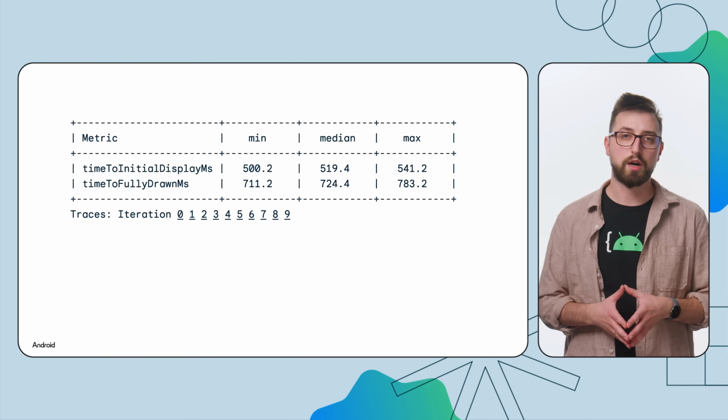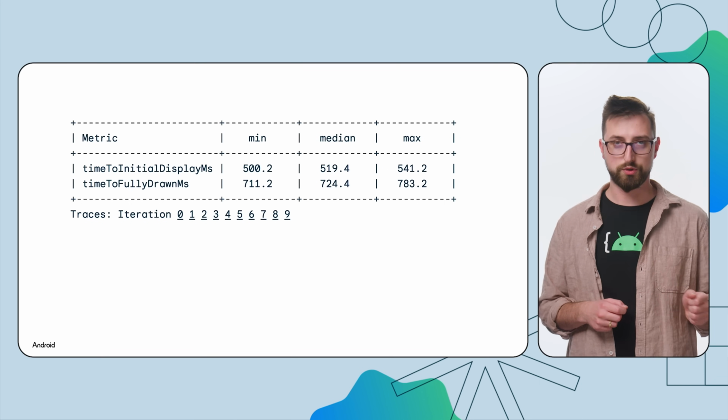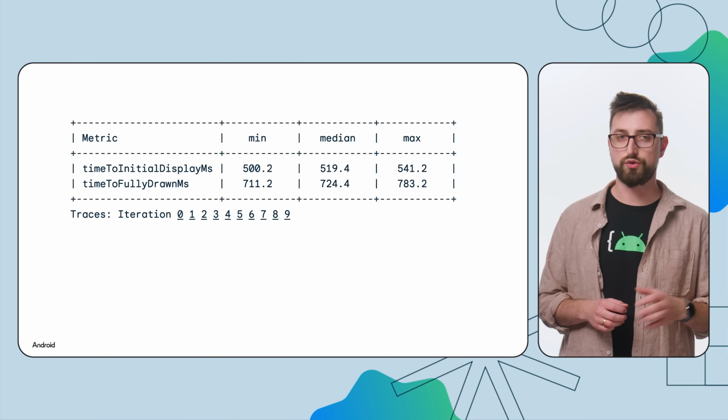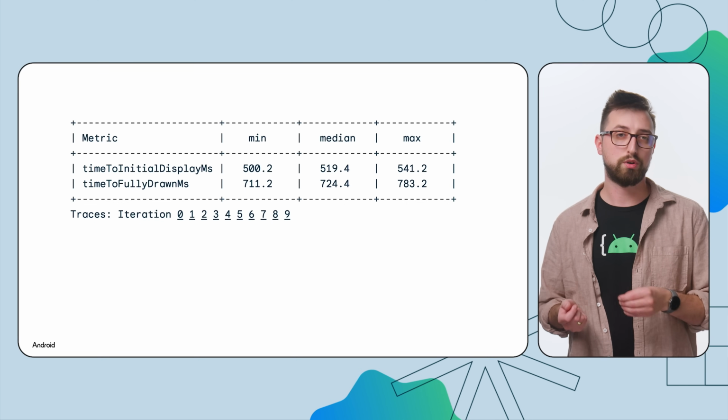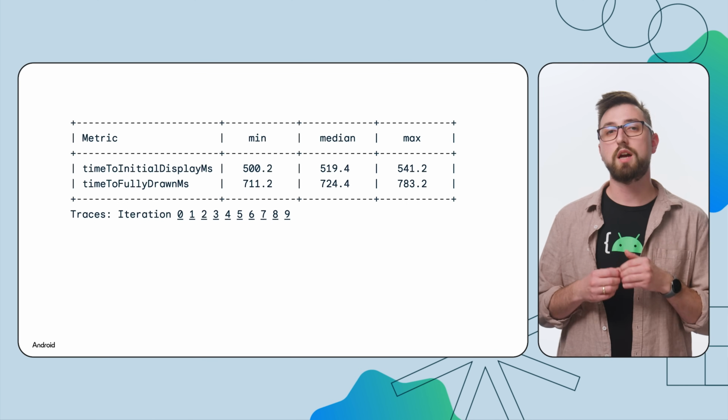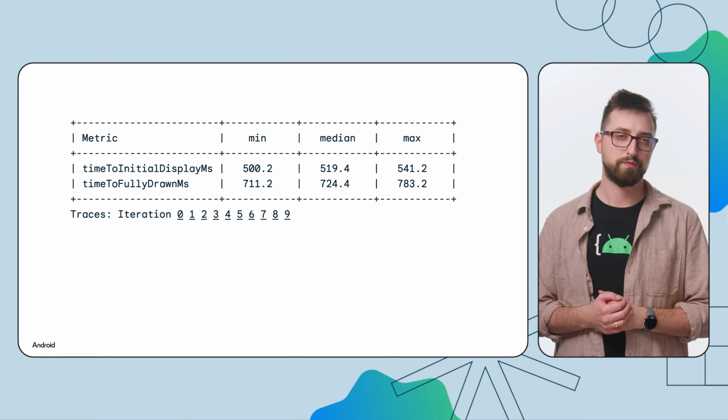Once you run the benchmark, you get two metrics: time to initial display and time to fully drawn. If you don't call ReportDrawn in your app, you only get the time to initial display metric.